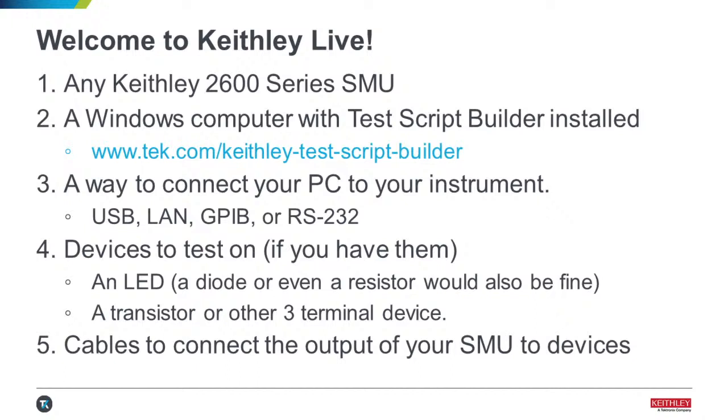You'll need, of course, a way to connect your PC to the instrument. The 2600s have USB, LAN, GPIB, RS-232, and some devices to test on. I'm going to be using an LED and a little FET transistor that I have. If you don't have these, of course, you can just leave the connections open. That'll be fine. You just won't get interesting data back, of course. Oh, and of course, you'll need Test Script Builder installed. That's what I'm going to be using today.